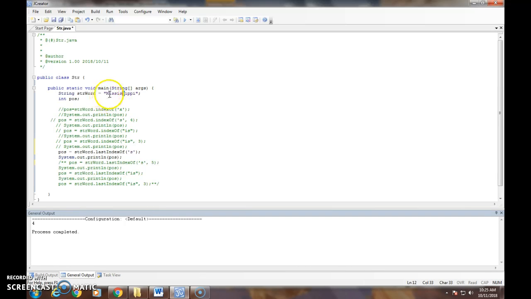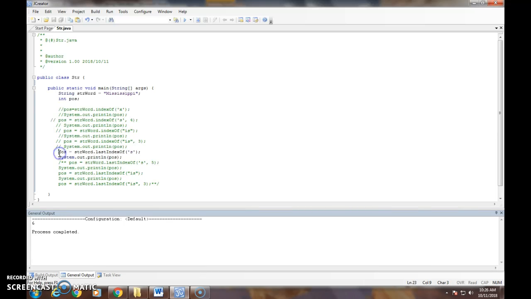Again, this is 0, 1, 2, 3, 4, 5, 6. So it should return the 6th position. Okay, so we go ahead and build this and run it. And it finds 6. And again, it's starting here at the I, going until it finds the first S occurrence, which is in the 6th position.